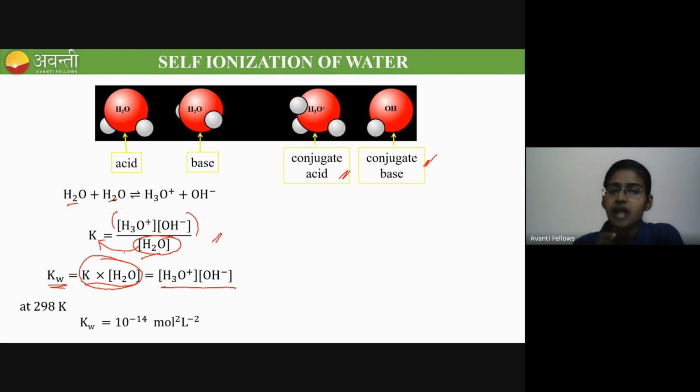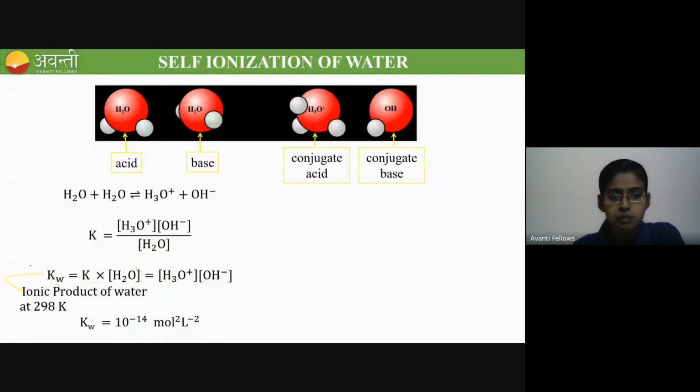At 298 Kelvin, this KW, which is called the ionic product of water, will be equal to 10 power minus 14 mole squared per liter squared. Okay, this is very important. At 298 Kelvin, the KW, the ionic product of water, is equal to 10 power minus 14. Now we'll see some more information about this.